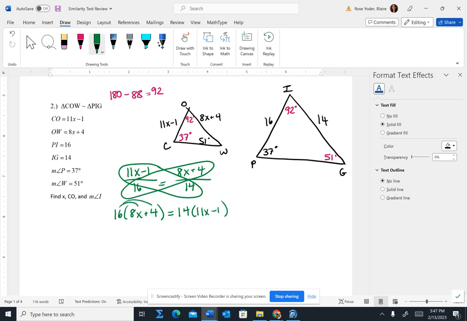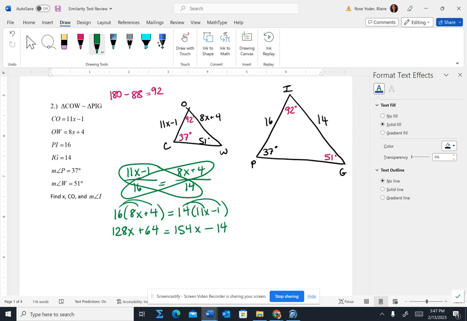Now I'll do my distributing. So I'll use my calculator to multiply 16 times 8, 128x, plus 16 times 4 is 64. And then I'll use my calculator again to do 14 times 11 is 154x minus 14 times 1, 14.